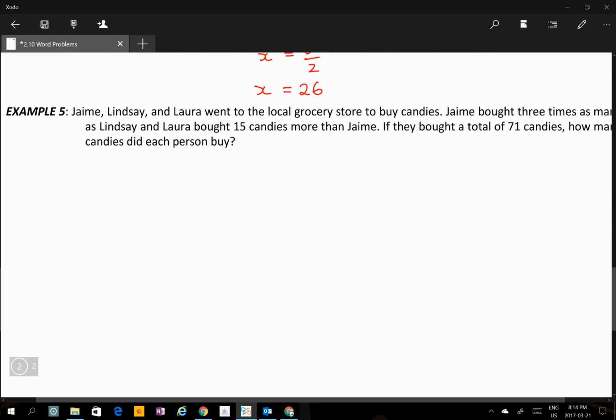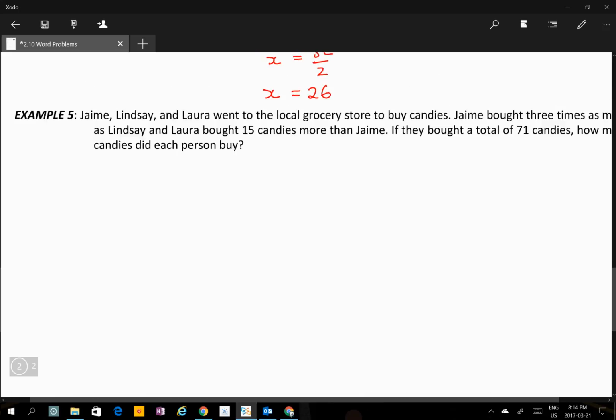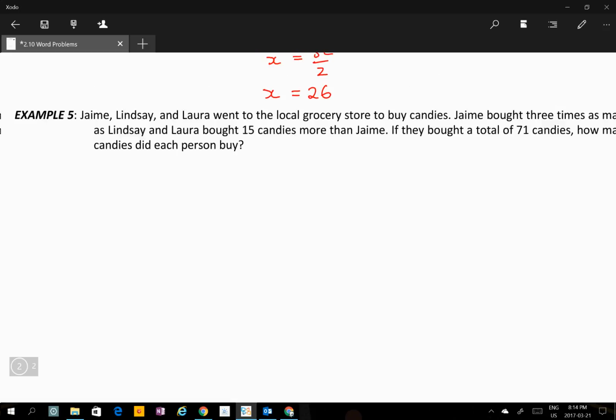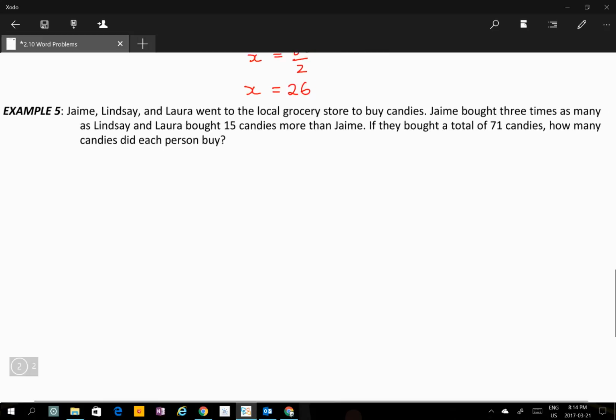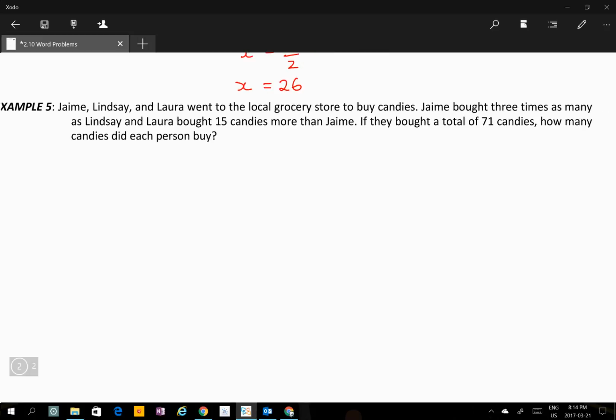All right, example number 5. Jamie, Lindsay, and Laura went to the local grocery store to buy candies. Jamie bought 3 times as many as Lindsay, and Laura bought 15 candies more than Jamie. If they bought a total of 71 candies, how many candies did each person buy? Okay, a lot of words. Kind of have to break it down step by step.